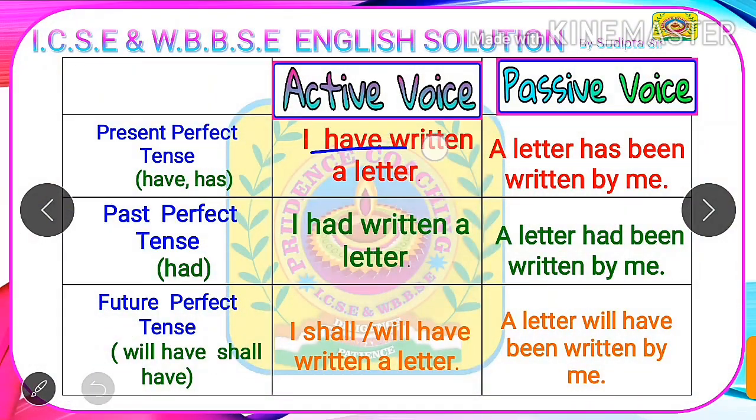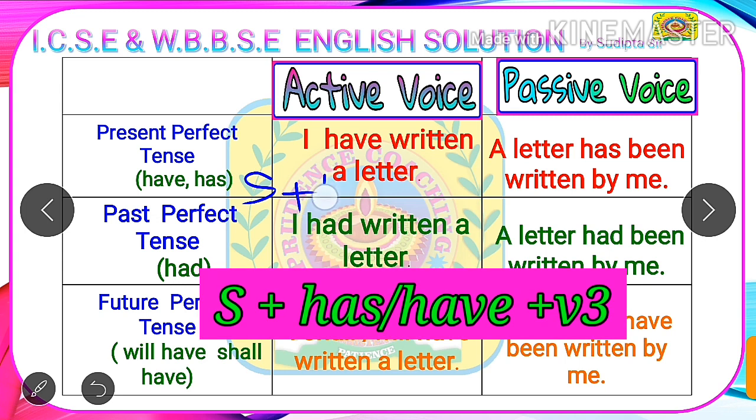Our next example is: I have written a letter. Our first step is to swap subject and object. I becomes me in the object, and the object a letter becomes the subject in passive voice. Now we have to see the tense given in active voice. Students, the tense in active voice here is present perfect tense, because the structure of present perfect tense is subject plus has or have plus the V3 form of the verb, that is the past participle form. See students, here the subject is I. As I is the subject, we have chosen have. Next we have written the V3 form of write, that is written. So it matches with the structure of present perfect tense. Therefore, the tense in active voice here is present perfect tense.